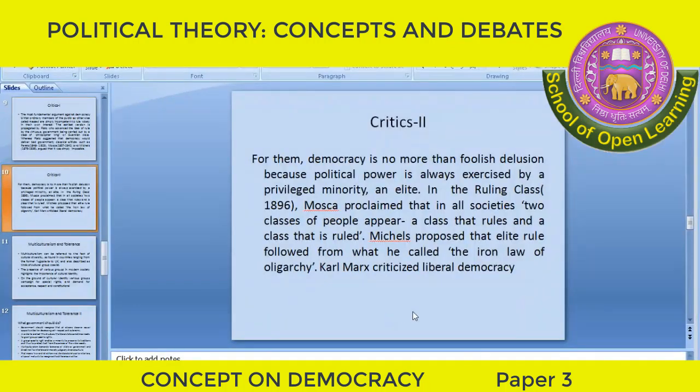You can say that Karl Marx criticized liberal democracy. They said it is the bourgeois' work. The bourgeois are used to take care of democracy. They are the partitioners of what you call the capitalistic class. Karl Marx also criticized liberal democracy. They say it is not worth it. You should bring people's democracy.